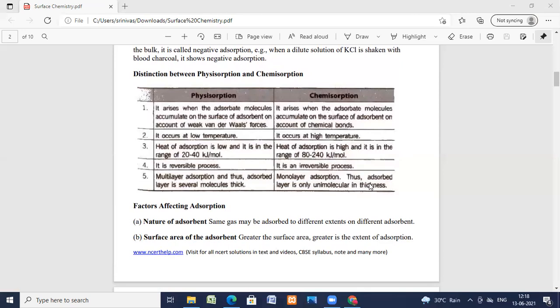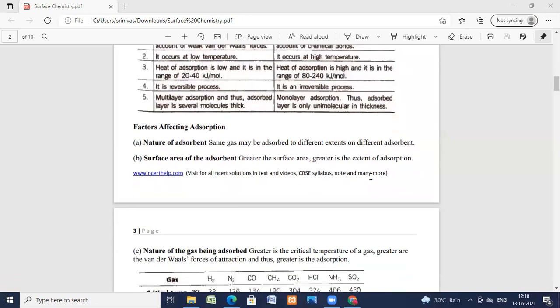Now, what are the factors affecting adsorption? As I've told you, physical adsorption is otherwise called van der Waals adsorption. When a gas molecule is held adsorbed on the surface of a solid by weak van der Waals forces, the phenomenon is known as physical adsorption, since no chemical bond is set up between the adsorbate and the adsorbent.